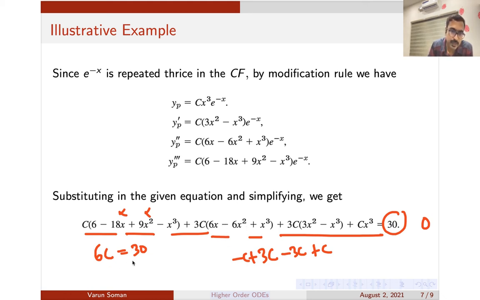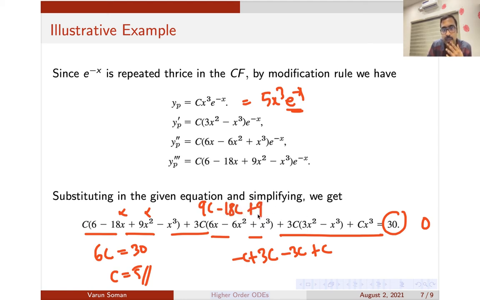When you look at the constant one, it is simply 6c is equal to 30, so you will get the value of c is equal to 5. So your particular integral is of the form 5x cube into e raised to minus x. If you have any doubts, you can compare the coefficient of x square also. It is 9c here, minus 18c here, and again plus 9c here. So this will also be 0.